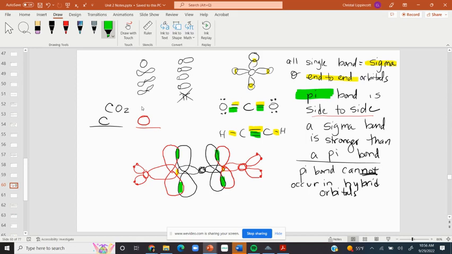Is that making a little more sense now? Sigma versus pi. Okay, so that's what we're talking about. Now, for AP Chem, you will never have to draw anything this complex. It's never going to be this hard. But to understand what's going on, I like to take you through this.